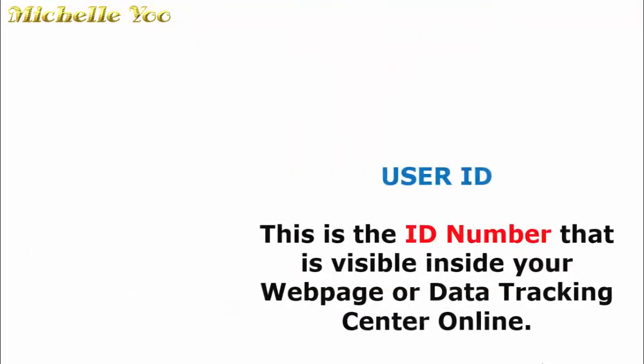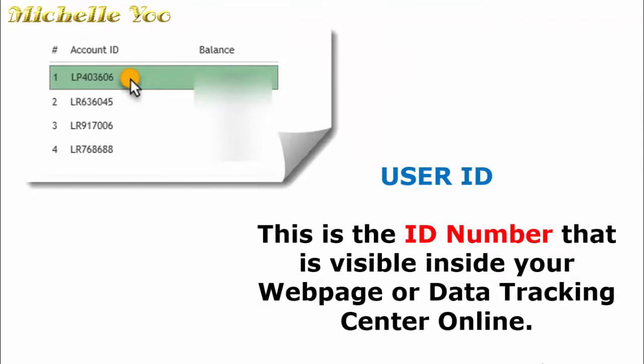User ID. This is the ID number that is visible inside your web page or distributor's tracking center online. Note that if you have one account, then you are entitled to one user ID number. If you have existing multiple accounts, ergo, you are entitled to multiple ID numbers.